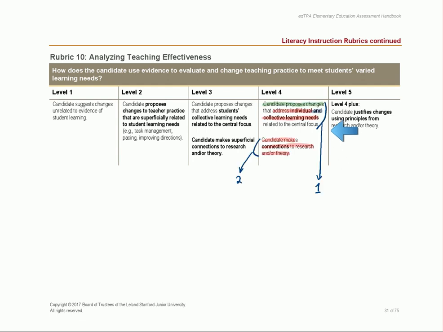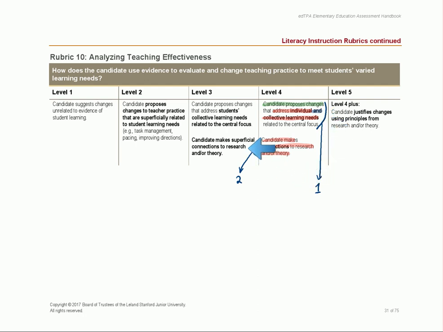In a 4, the candidate proposes changes that address individual and collective needs. So again, the difference being you're moving from collective learning to particular students as well. So in your write-up, you can imagine that you're talking about 1 or 2 kids that need a particularly different approach to the teaching, and collective needs. So when you do the commentary, remember, you need to be writing about both those things. You can say, for the whole class, I noticed these things, and in the future, if I were to teach this lesson again, I would go about it this way. I also noticed that these 3 students struggled with such and such, and I would do this approach for them that should support them. So individual and collective learning needs.